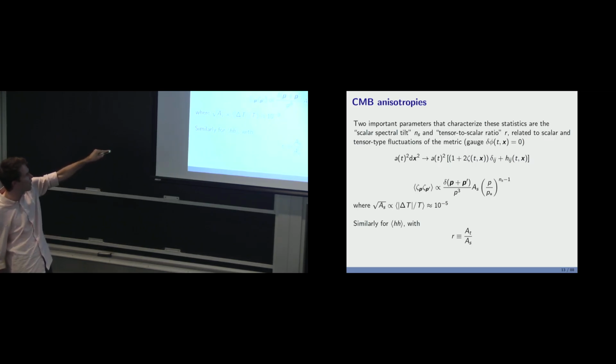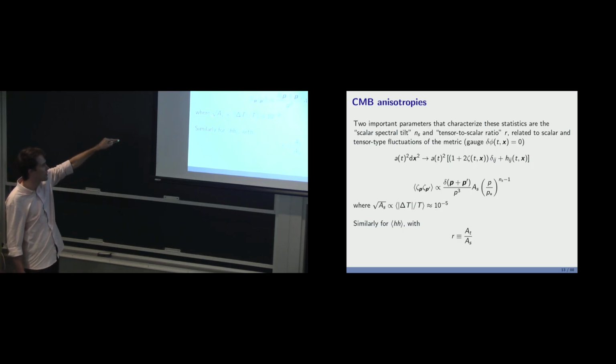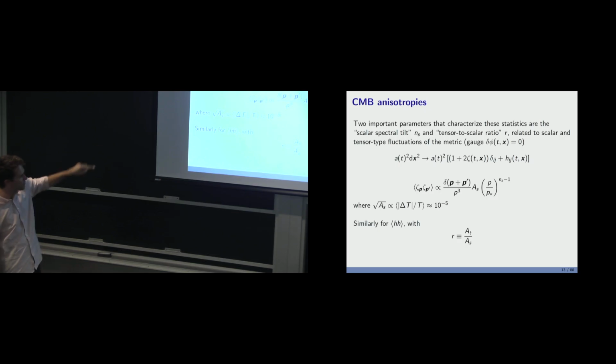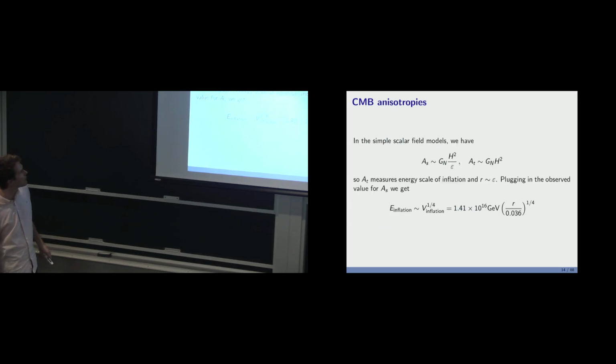So if it was 1, it would be scale invariant. And this A_s is the amplitude of these fluctuations. The square root of this amplitude is related to the size of the temperature anisotropies, of order 10 to the minus 5. I forget, I didn't write factors of 2. Now there's a similar formula for the tensor modes, and there's also some amplitude, and the ratio of these two amplitudes is what we call the tensor to scalar ratio, r. Okay, so I wanted to introduce these two things.